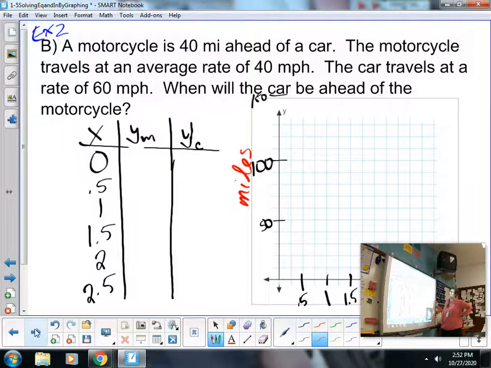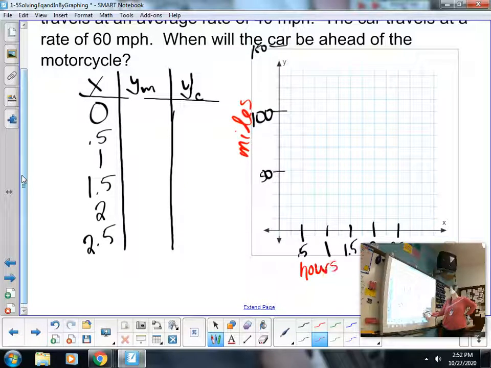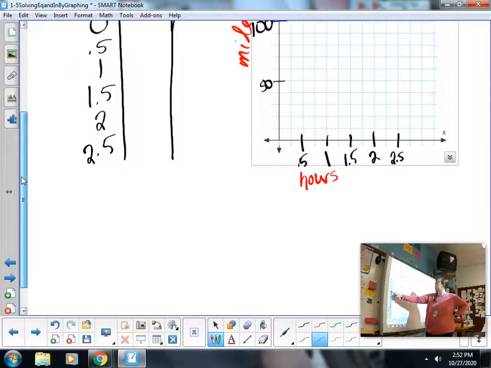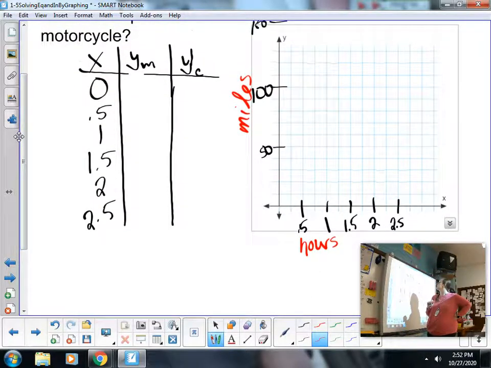are going to be my distance on the y. For the x, this is going to be in hours. And I am going to extend this just a little bit more so that you guys can see that without getting interrupted. So we have the motorcycle and the car.